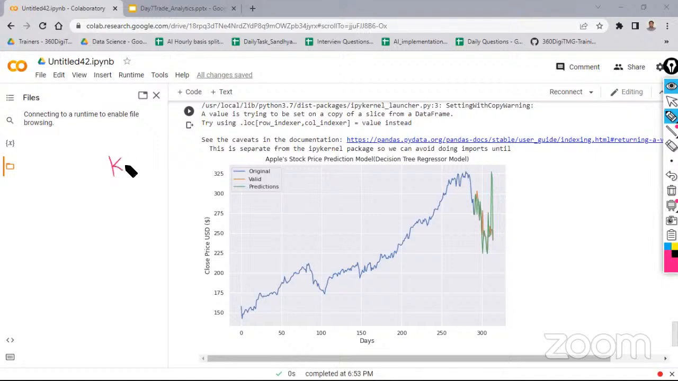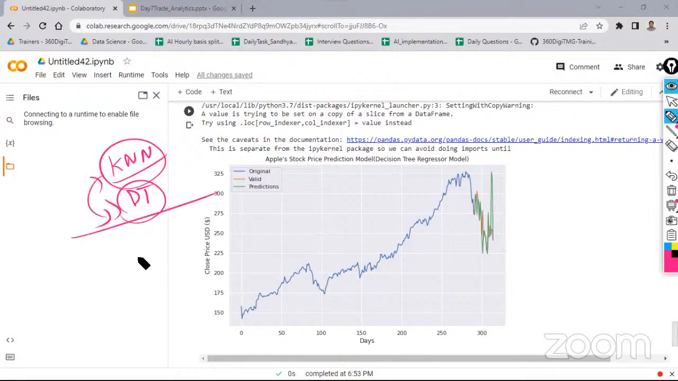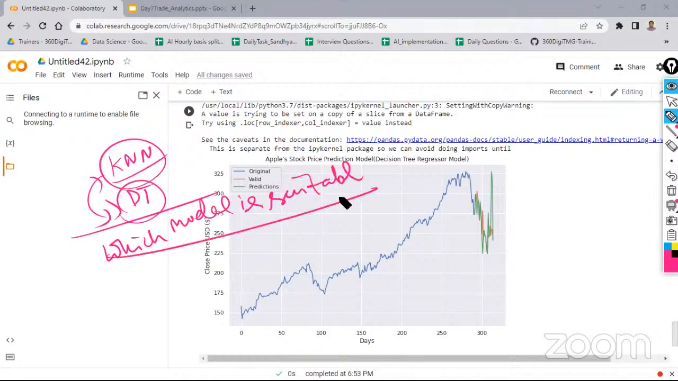So earlier we have used the KNN model and now we have seen decision tree. So at the end of the day, we'll see which model is going to be used or which model is suitable, that we can see. Okay. So this is what decision tree is, that is a classification model. And earlier we have seen KNN.